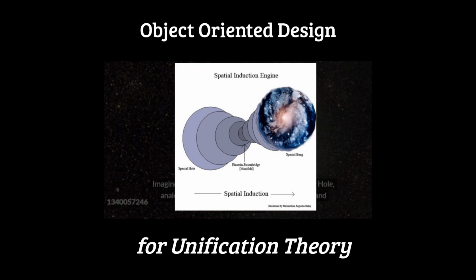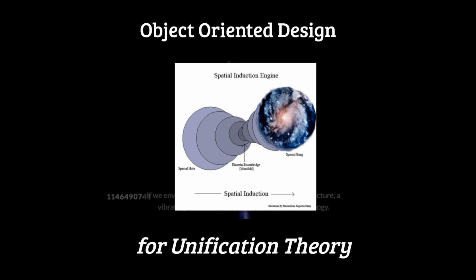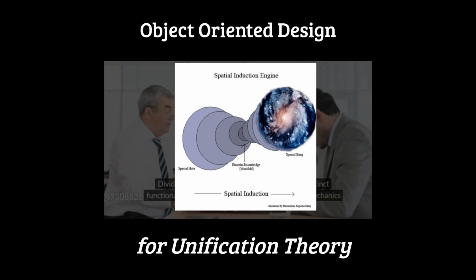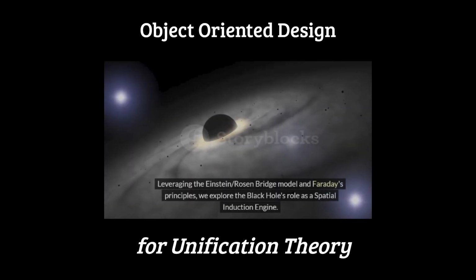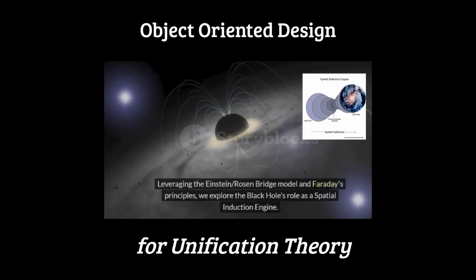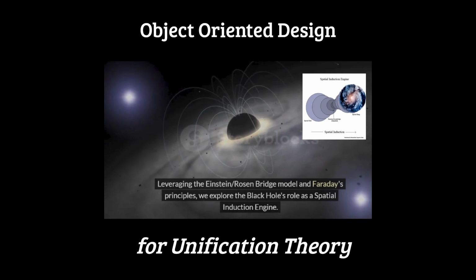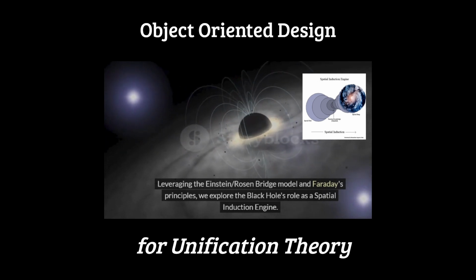Imagine a dynamic interplay of forces within a black hole, analogous to the oscillations of an audio speaker and microphone. If we envision alternating currents permeating its structure, a vibrating disk-like core emerges as a plausible analogy. Dividing this hypothetical construct into three distinct functional components, we delve into the intricate mechanics underlying its operations. Leveraging the Einstein/Rosen bridge model and Faraday's principles, we explore the black hole's role as a spatial induction engine.